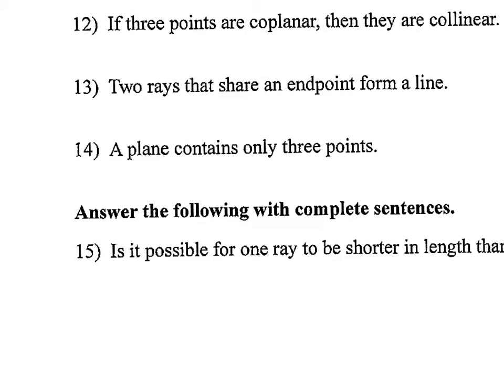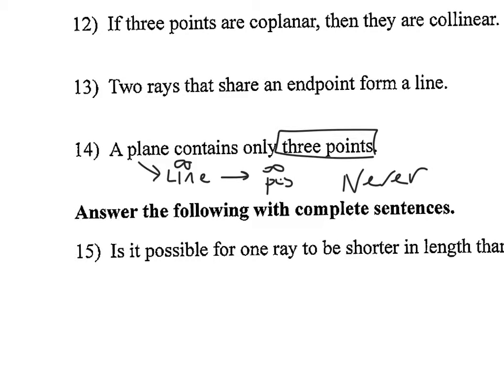All right. Well, what's a line made out of? Well, a line is an infinite amount of points. So if a plane is made of lines, it's an infinite amount of lines, and a line is an infinite amount of points, right? Can a plane contain only 3 points? Absolutely not, right? A plane has an infinite amount of points.